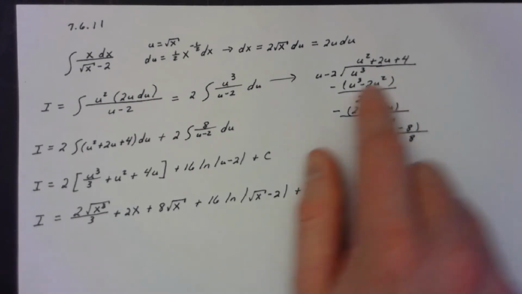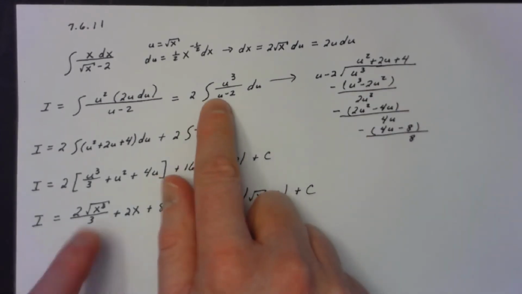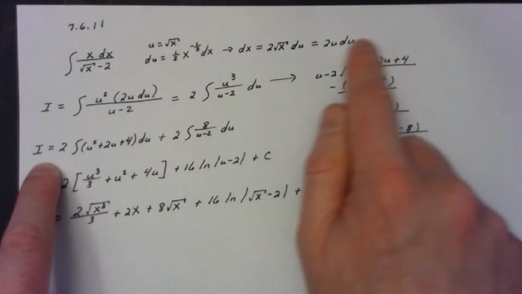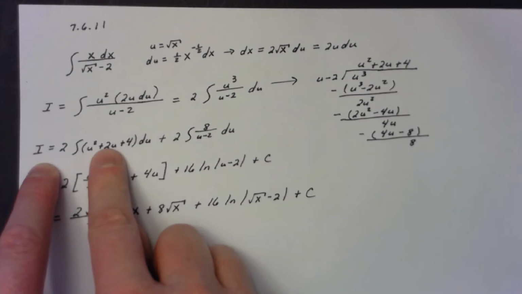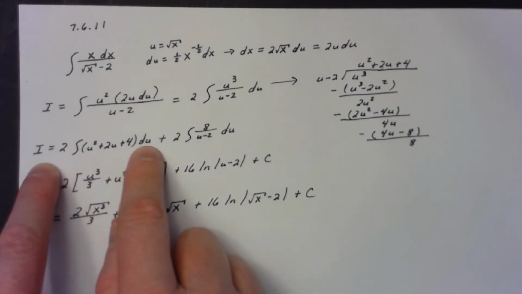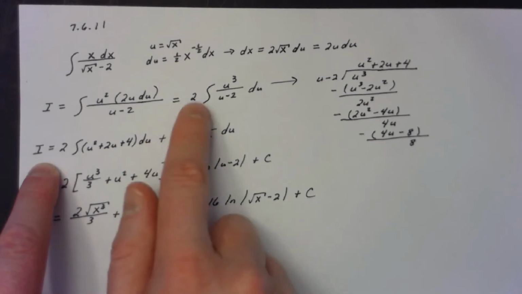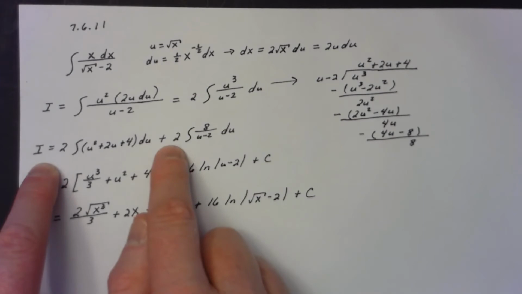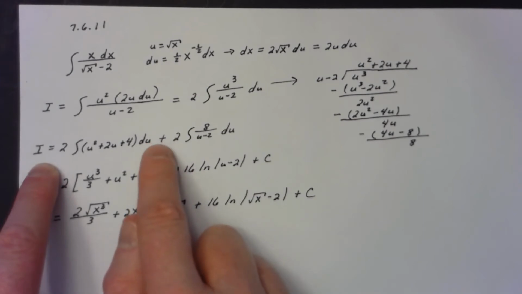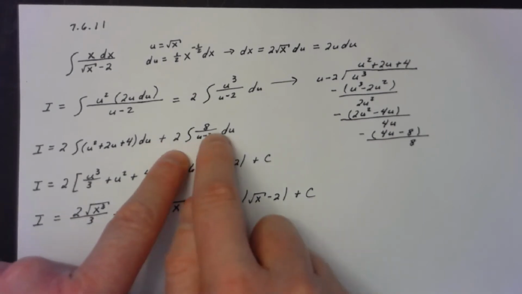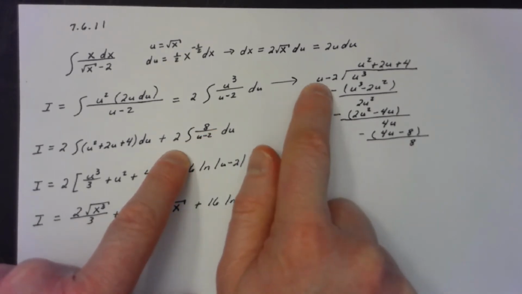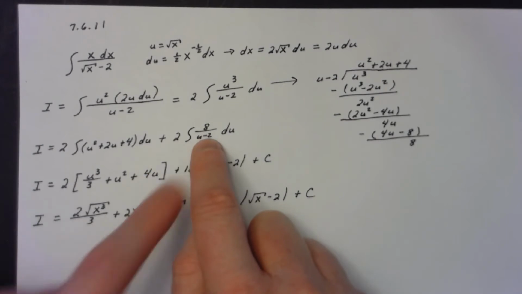Now, this enables me to see that this integration problem is just going to become 2 times all of this that divides evenly in one integral. So it's 2 times the integral of u squared plus 2u plus 4 with respect to u. And then I need to remember the remainder is also inside this integrand multiplied by 2. I separate that and I'll say plus 2 times the integral of the remainder 8 divided by what's still in the denominator of that term, u minus 2.